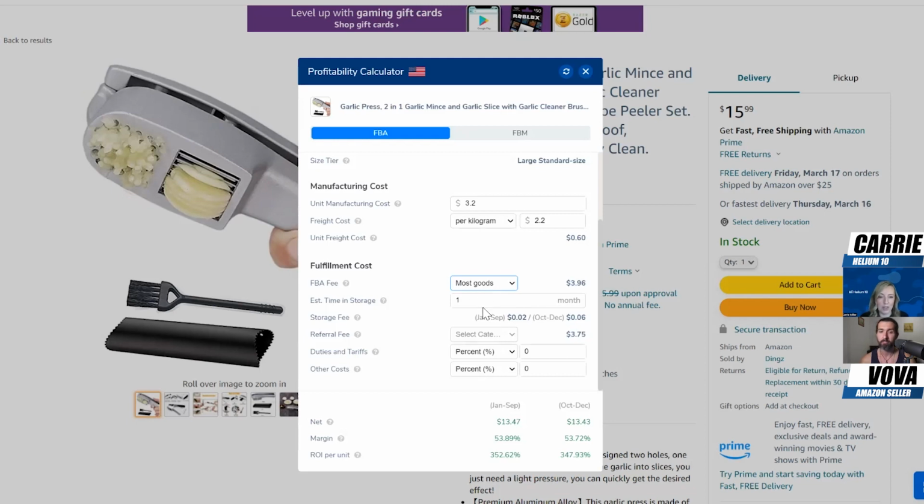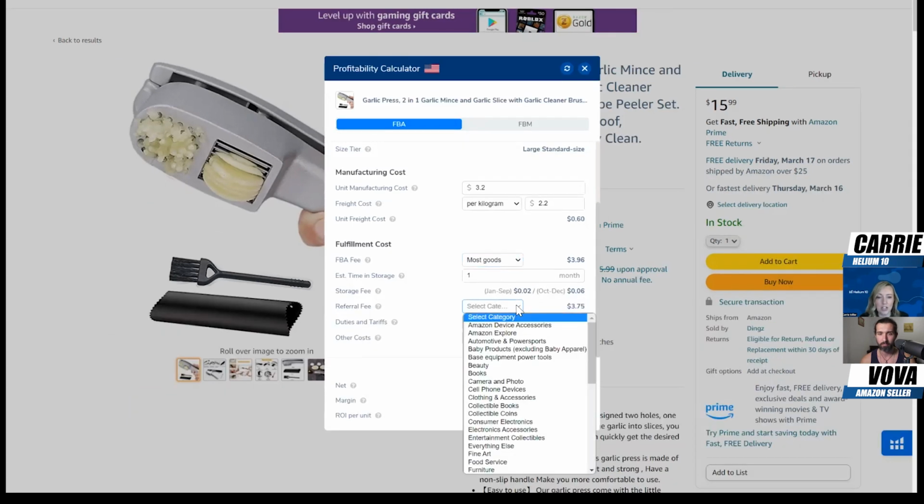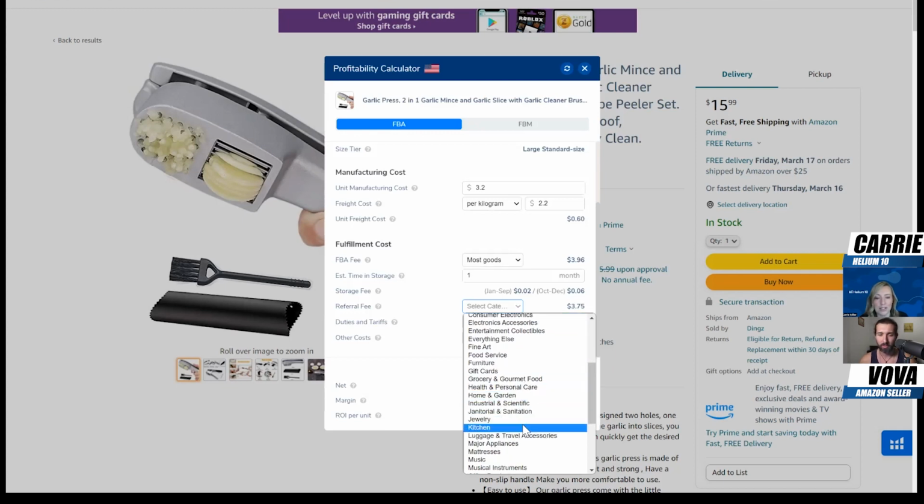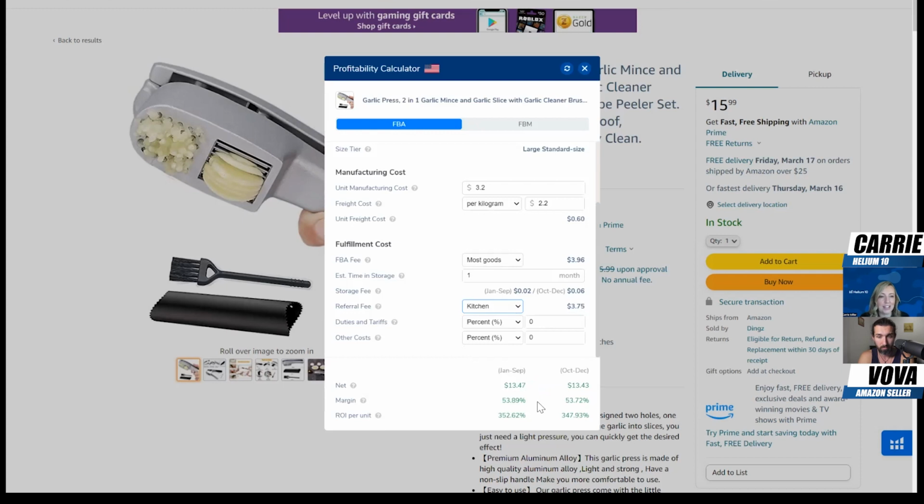So I'm just going to put 1 month here, but if it takes you 3 months to go through your inventory, then you can mark it accordingly. And then the next thing is you're going to choose the category that you're in. Every category has a different referral fee. They're pretty similar, but there are some differences. So maybe I'll do, this is garlic press. So kitchen, would you say that's the right category there?